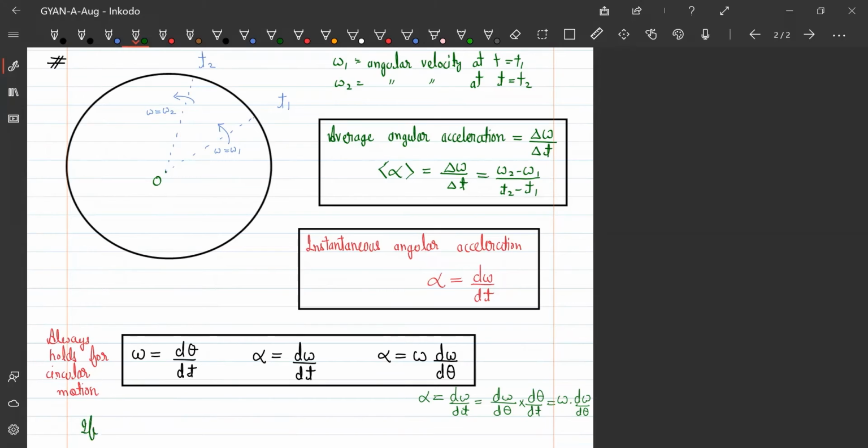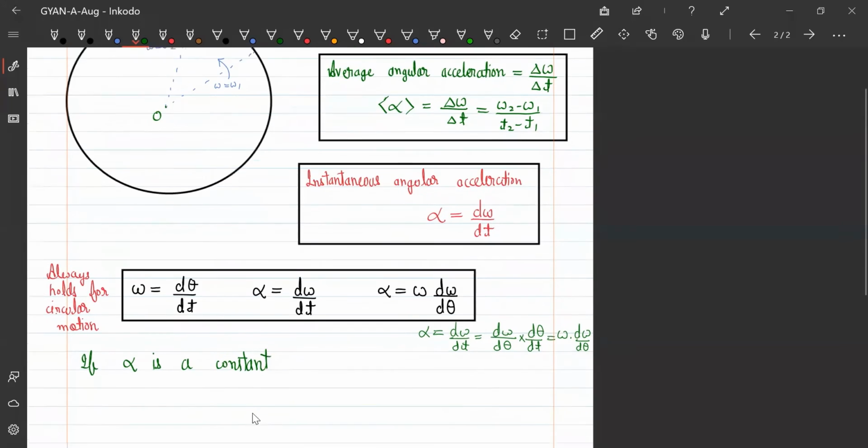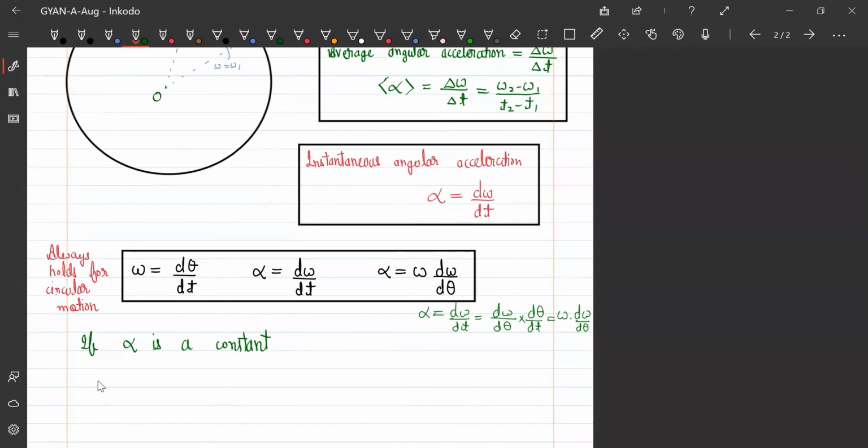यहाँ पे भी if alpha is a constant, you can integrate these equations to get three equations. First one will be, इसको integrate करेंगे. So alpha is equal to d omega by dt, if alpha is a constant. Let's separate this from this previous thing.